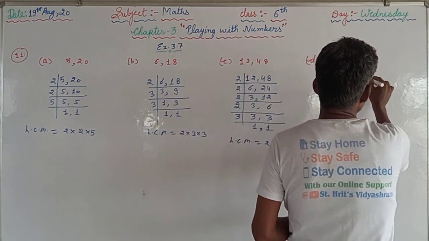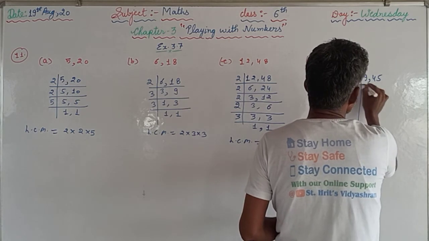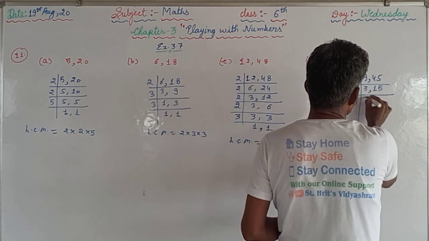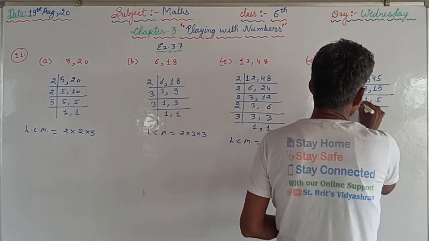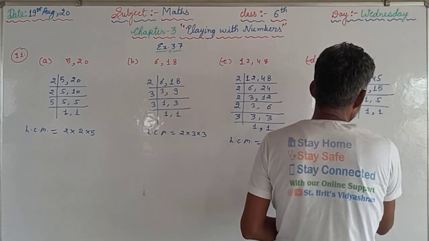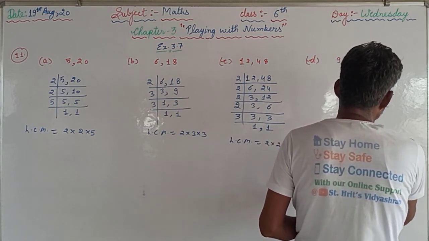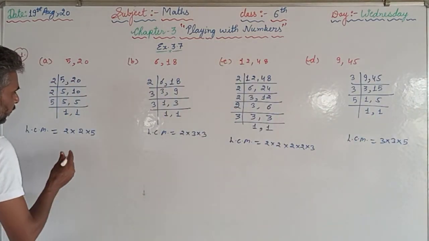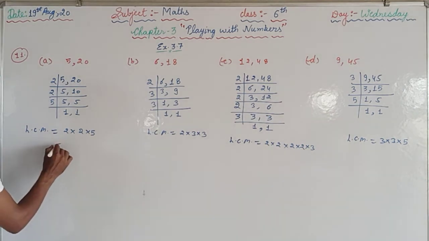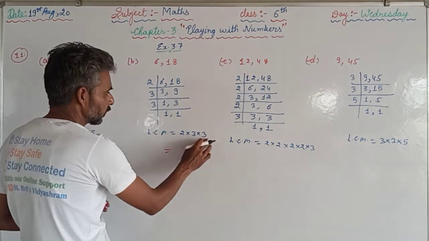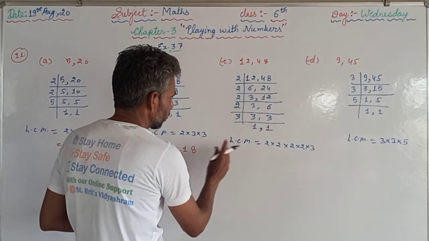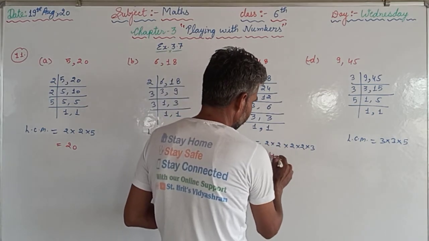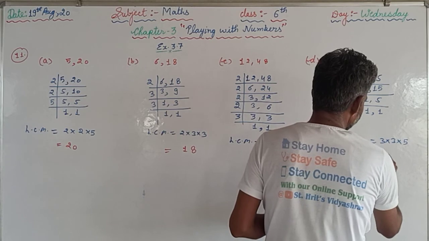Here 9 comma 45. 9 and 45 don't come in the table of 2, so we will start with 3. Then 5, and the LCM will be 3 comma 3 comma 5. Now we have to calculate the LCM. Here 5 twos are 10, 10 twos are 20. Here 3 threes are 9, 9 twos are 18. Here 3 twos are 6, 6 twos are 12, 12 twos are 24, 24 twos are 48. Then here 5 threes are 15, 15 threes are 45.